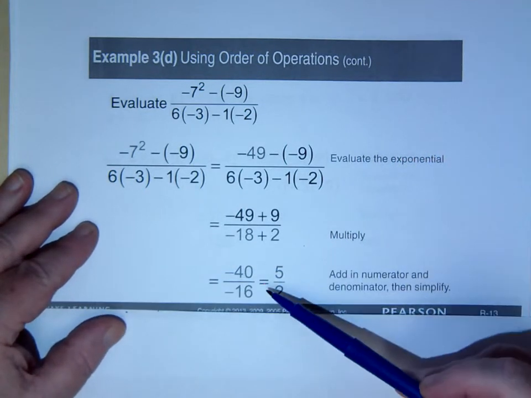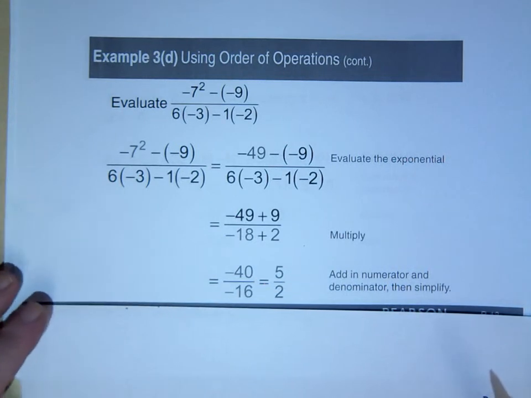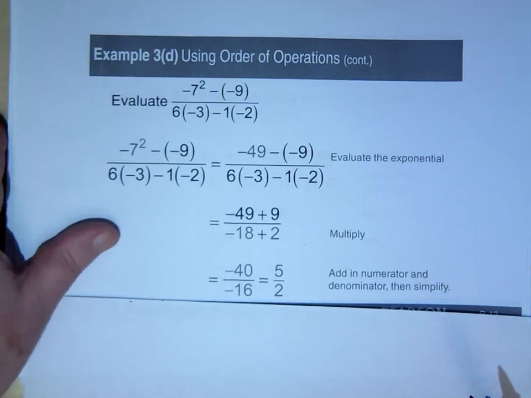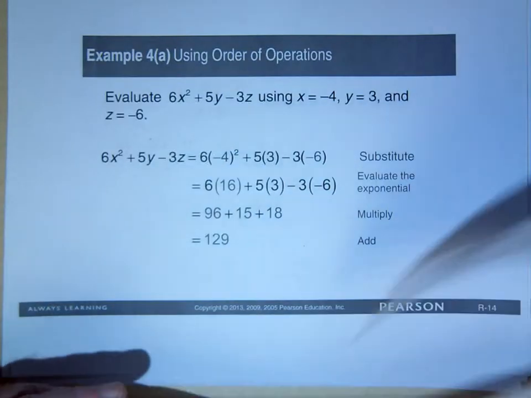and 8 will go into both of those, and so that will be the common factor that will cancel and put the number in lowest terms. It's always easier to work with lowest terms in your answer.